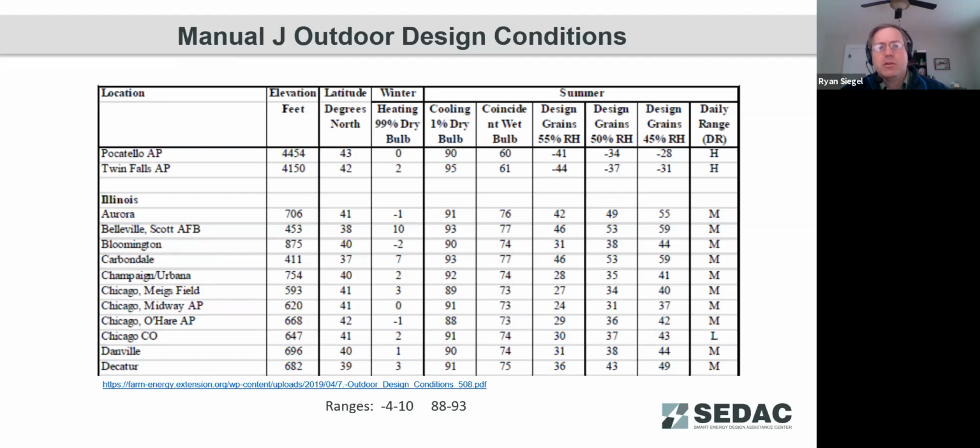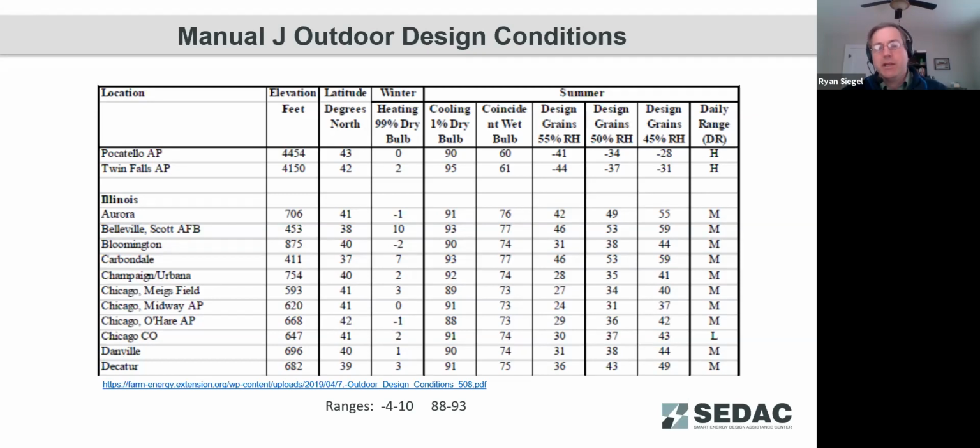For those of you who are reviewing Manual Js or even doing Manual Js, make sure that you're using the correct outdoor design conditions. Here in the state of Illinois, for cooling, we have a summer design condition of somewhere between 88 and 93 degrees. This is not the hottest temperature you will ever see in a year, but this is looking at 99% of the year it will be below this. So 1% of the time you might be a little bit above this. However, again, this is for Manual J, so this is our actual loading.